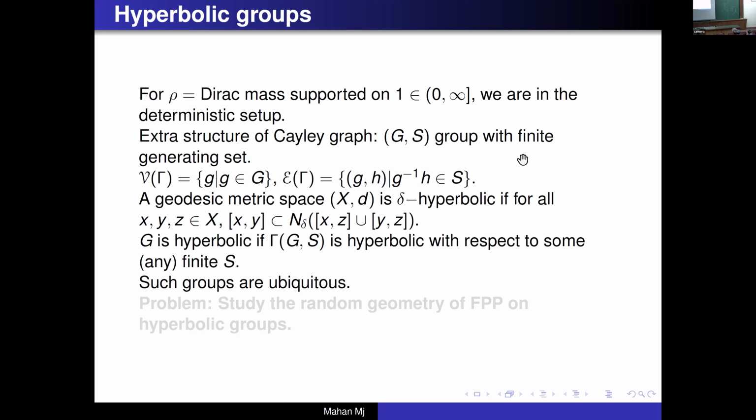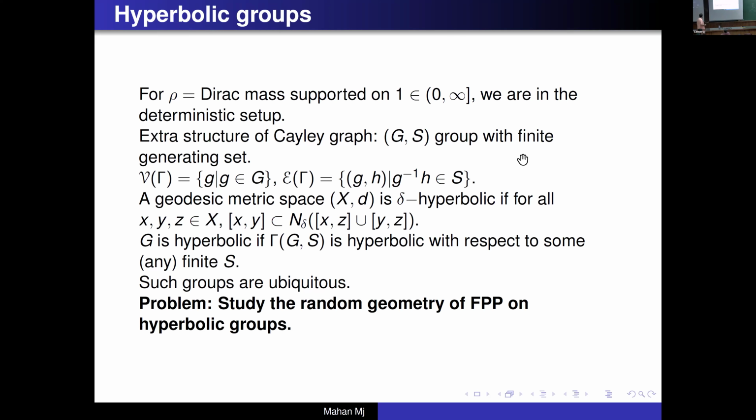Okay. All right. So now the thing that we want to do is take these two things in the first two slides. There's a first passage percolation metric. Now you have a background metric which is given by a hyperbolic group. You want to put these two things together. So what is the random geometry of hyperbolic groups? That's what we are asking.